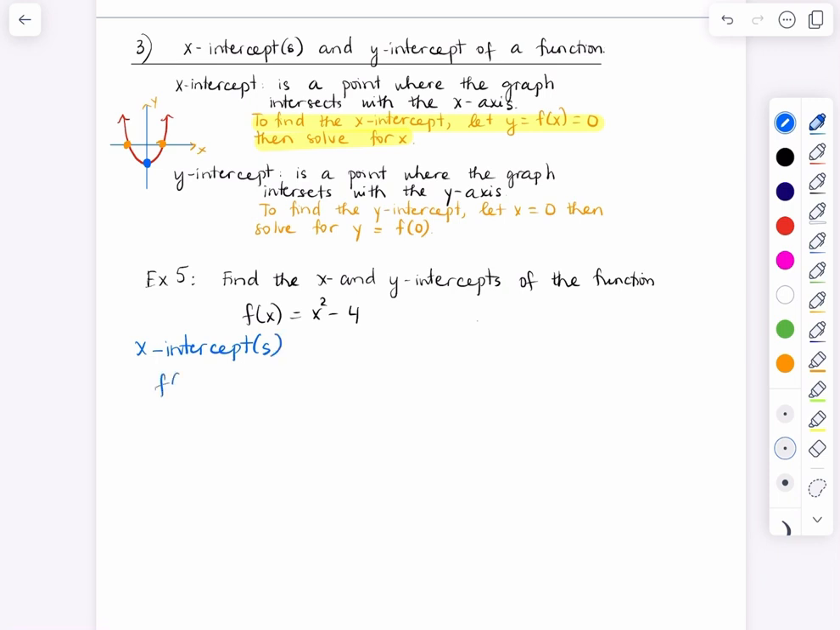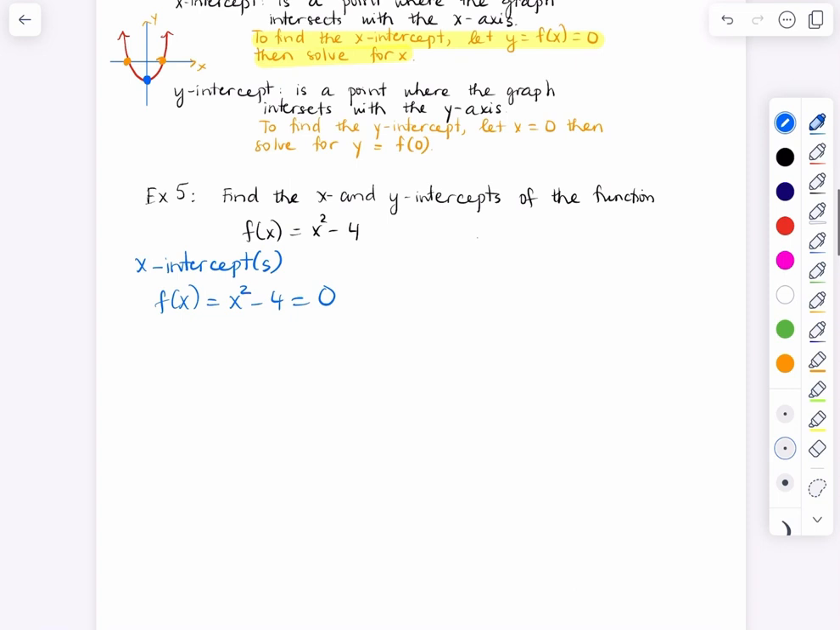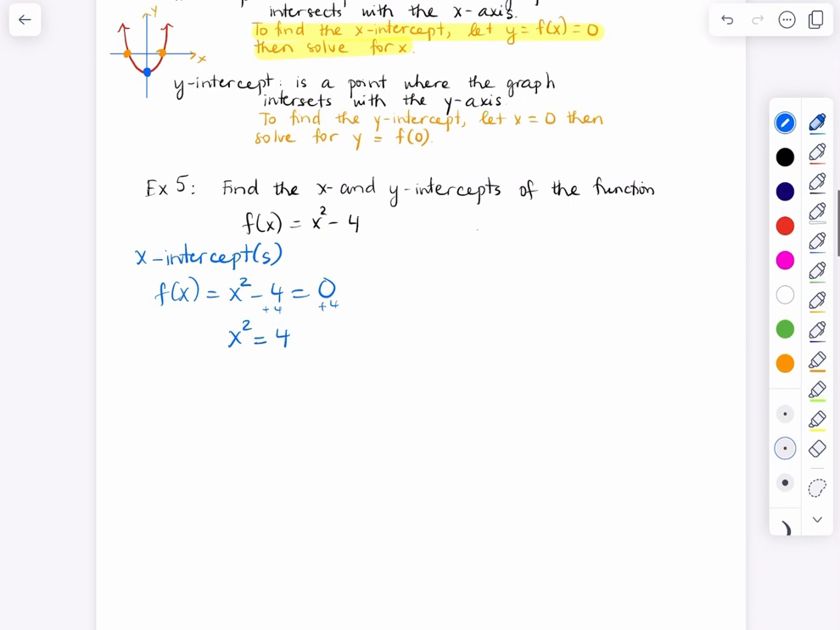We want to let f of x be 0, so x squared minus 4 is equal to 0. There are different ways to solve this equation. We're going to look at the 2 easiest ways. One is using the square root property. First, we will move the 4 over to the right side. So add 4 to both sides, we get 4 here. We will then take the square root of both sides.